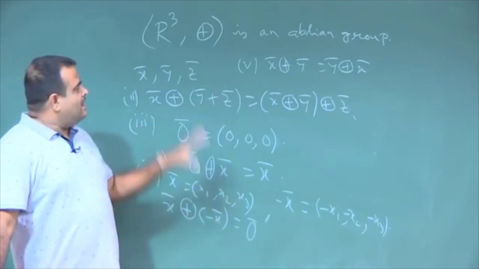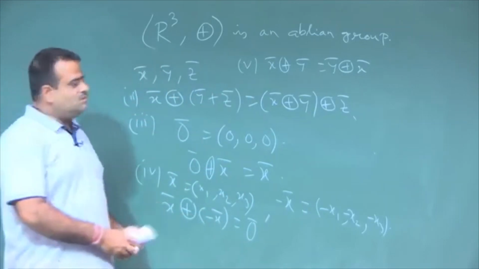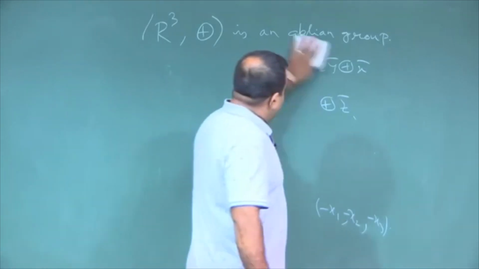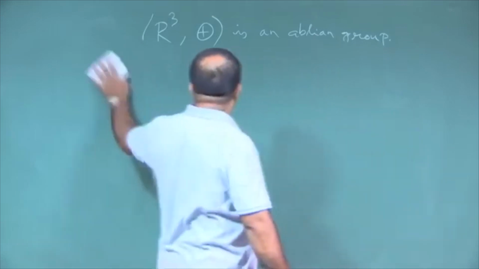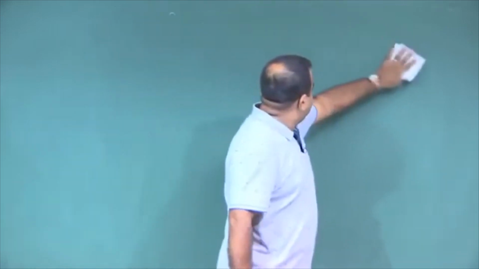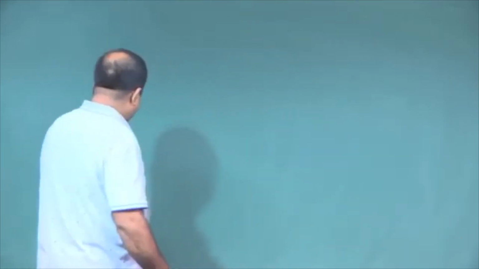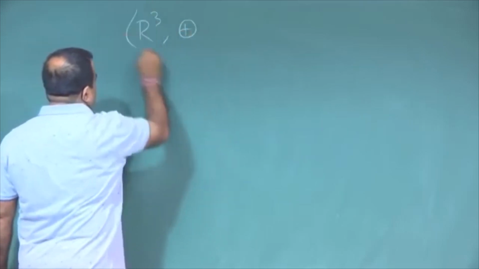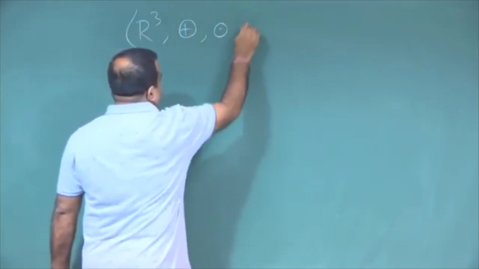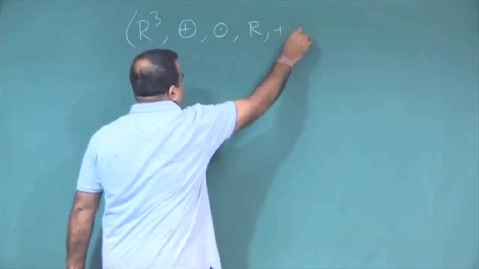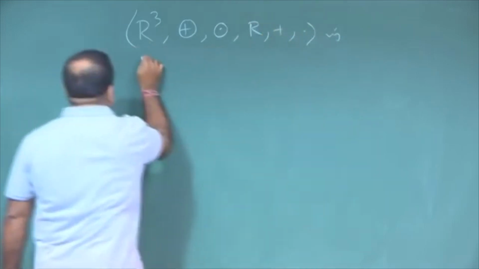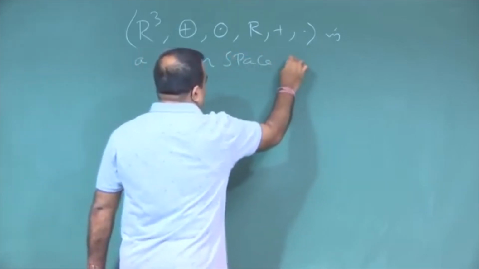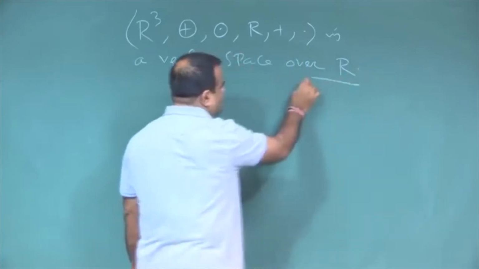So this is an abelian group, and we can easily verify the remaining properties with the scalar multiplication, and then we can say that this is a vector space. So, R3 along with this is a vector space over R, over the real numbers R.